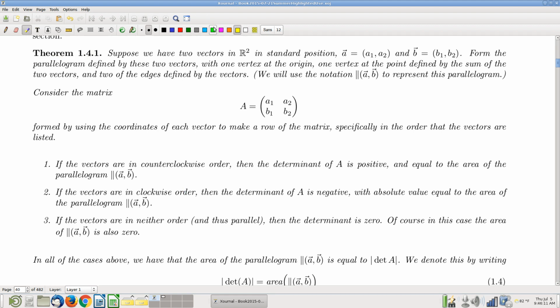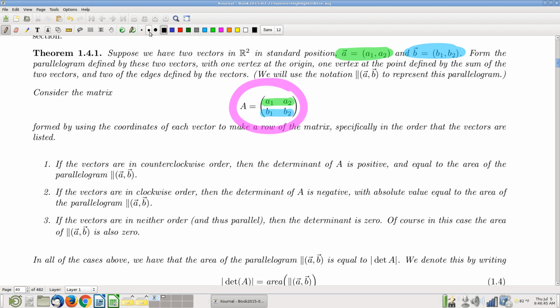Suppose you have a couple of vectors, a vector A and a vector B. These are vectors in R2. Now I'm going to do two things with these vectors. The first thing I'm going to do is take this pair of vectors and use the coordinates of the first one to make the first row and the coordinates of the second one to make the second row, thus defining a matrix. Now, if you give me a couple of two-dimensional vectors, I can put them together in this way. Why I would want to, we'll see momentarily.